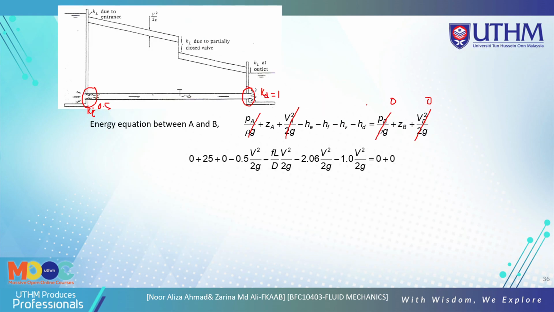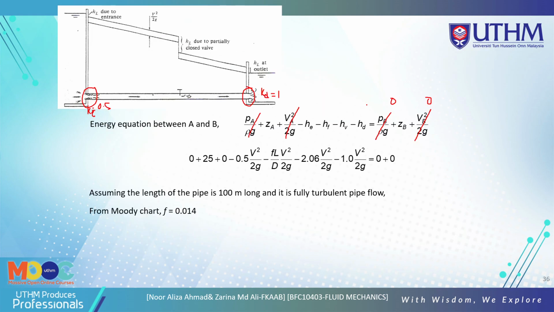So the length of the pipe is 100 meters long and it is fully turbulent pipe flow. So we assume from the Moody chart that F is 0.014. We use the F here, and put the F into this solution here, so you get the value of this one.